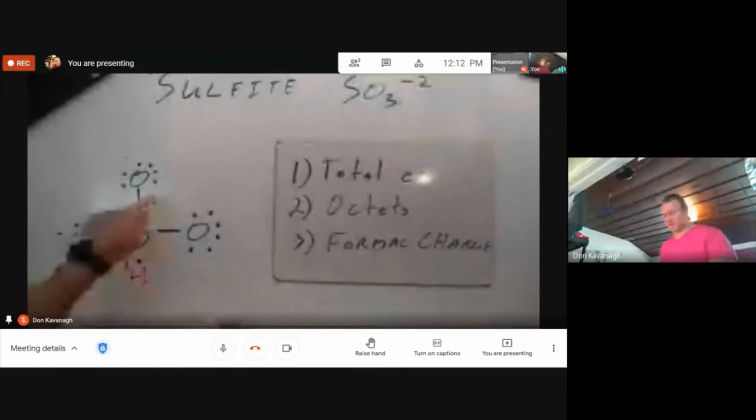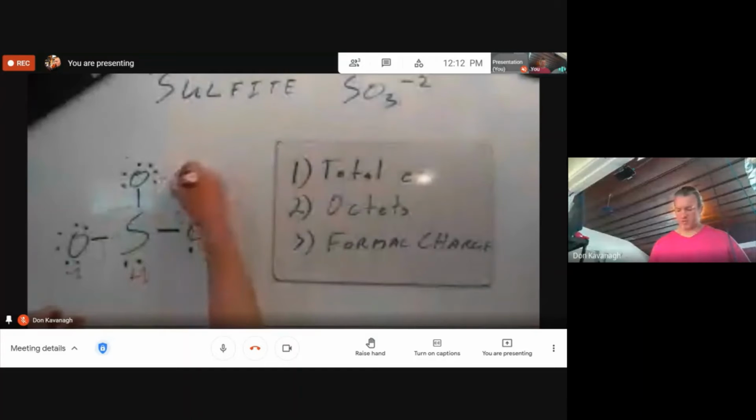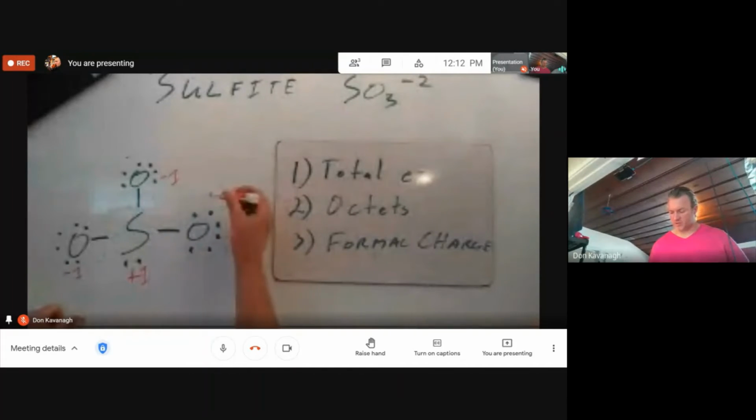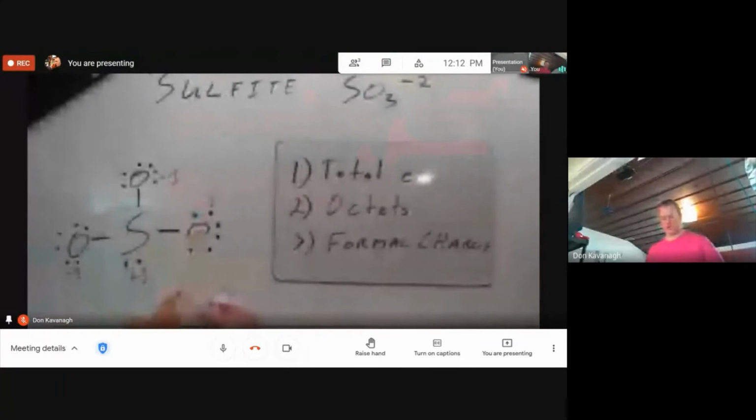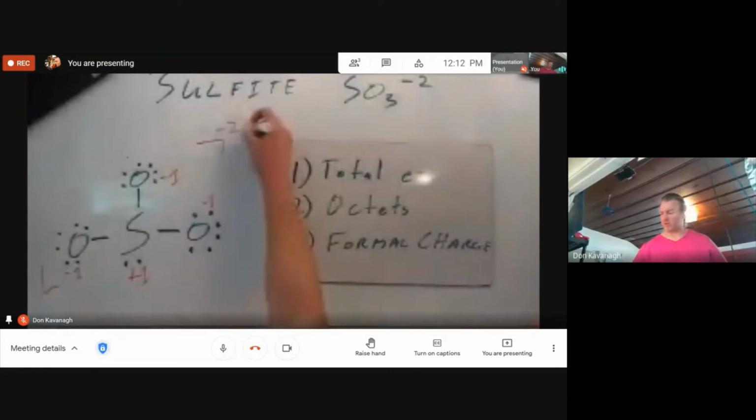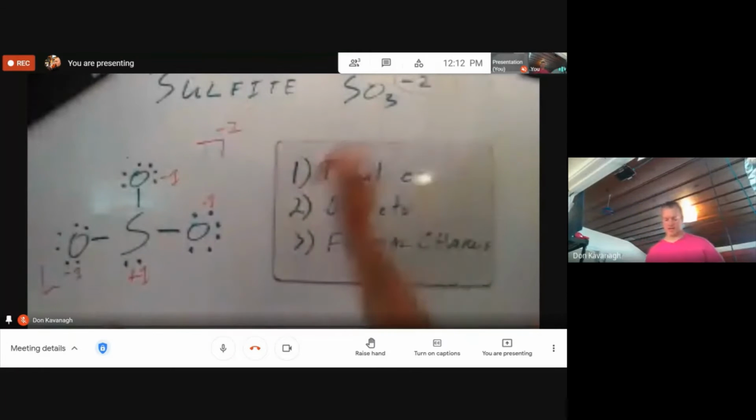And all of these oxygens are what we call isoelectronic, meaning they are in identical electronic situations. They have 1 bond and 3 lone pairs. So we have our formal charges here, and our formal charges add up to -2, which is a great double check because overall this molecule has a -2 charge here.